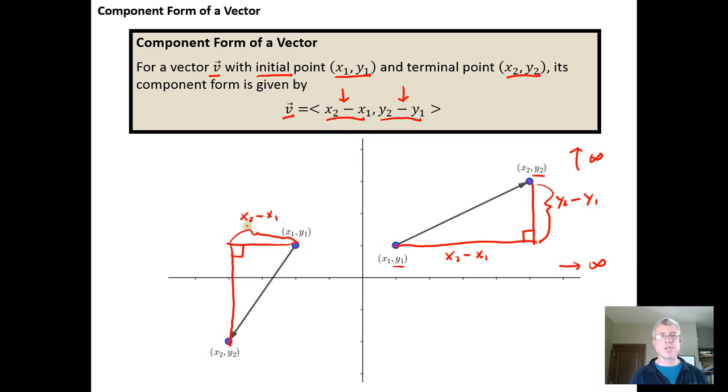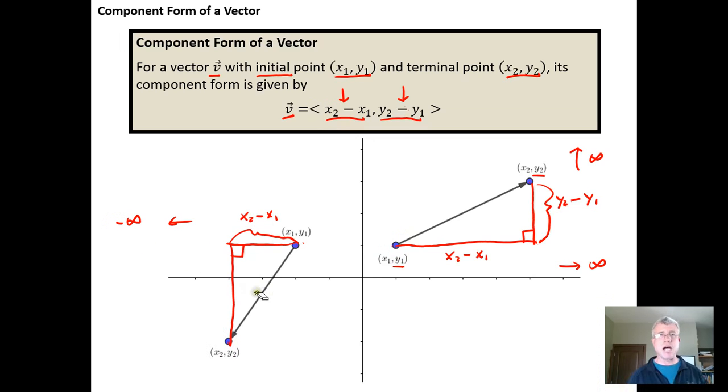It's still a horizontal distance, but this number is going to be negative because we're moving towards negative infinity in the horizontal direction. So the base of this right triangle would actually have length the absolute value of x2 minus x1. But in the vector, we don't kill the negative sign. We just leave the directed distance in it.